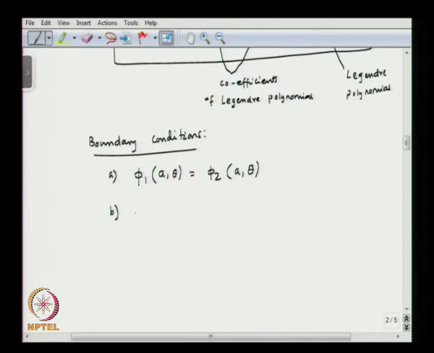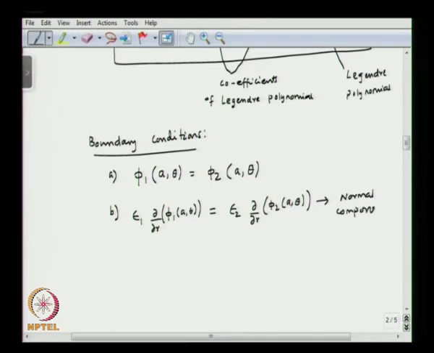The second condition is that epsilon 1 into del over del r of phi 1 at a, theta is going to be epsilon 2 del over del r of phi 2 at a, theta. Okay. So this is saying that the normal component of the electric displacement is continuous.